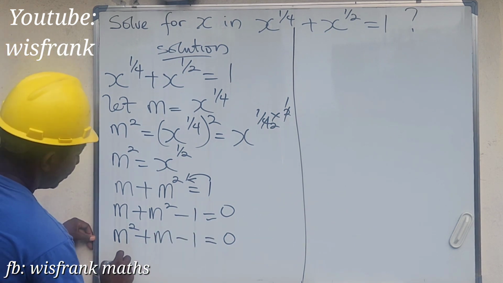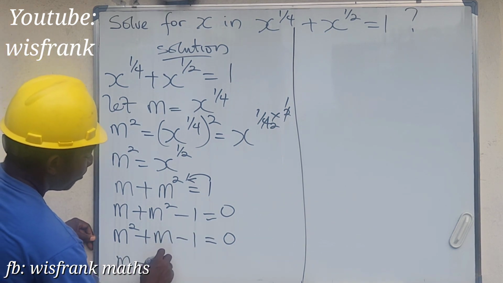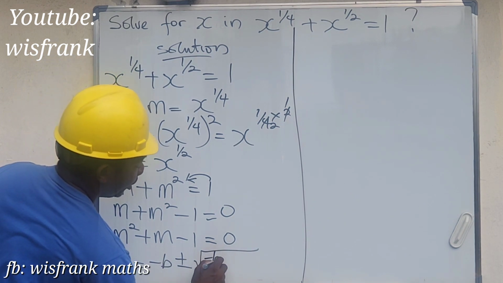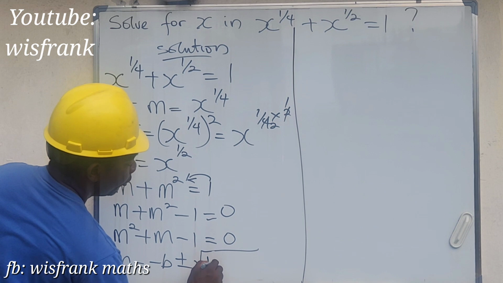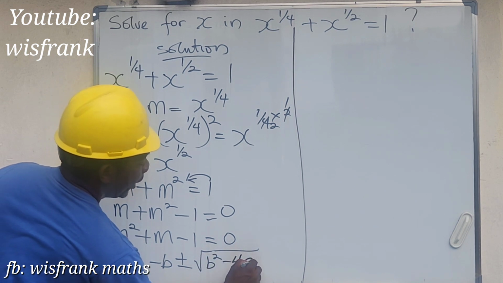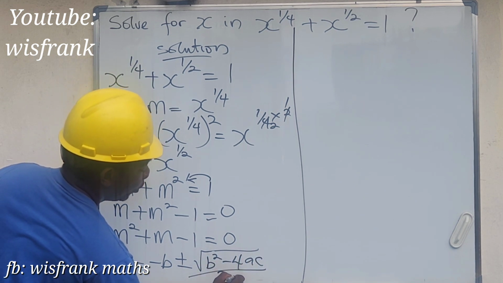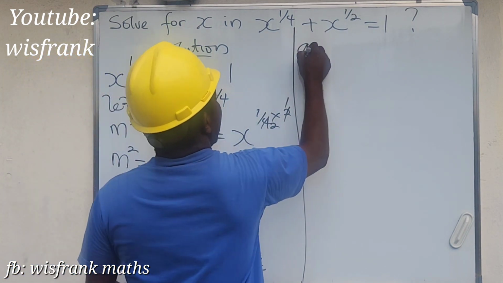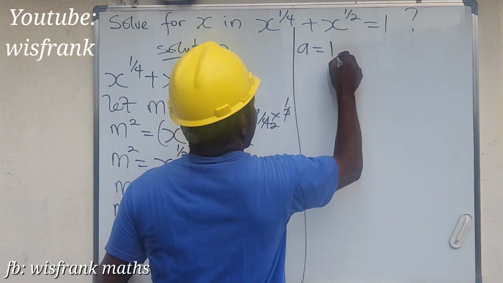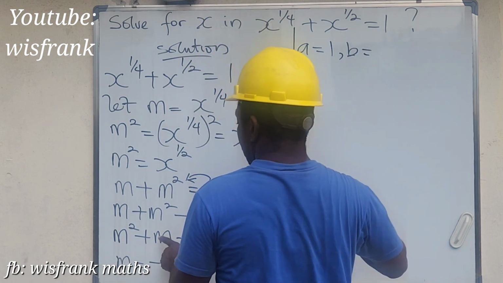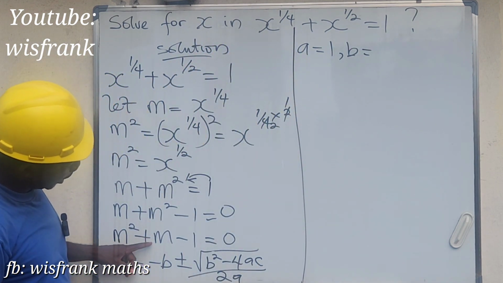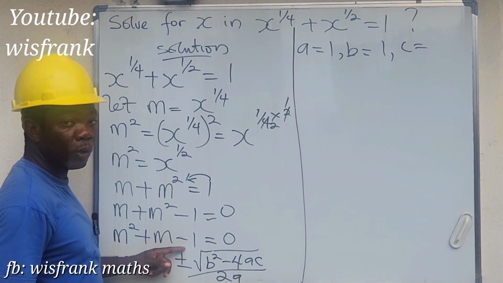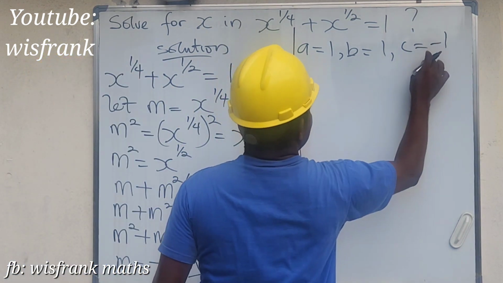In that case, we are using m equals minus b plus or minus the square root of b squared minus 4ac, all over 2a. Here the parameters a, b, c will be given as a equals 1. Then b equals, we have the value of b as 1, and the value of c, which is the constant, equals minus 1. So c is minus 1.